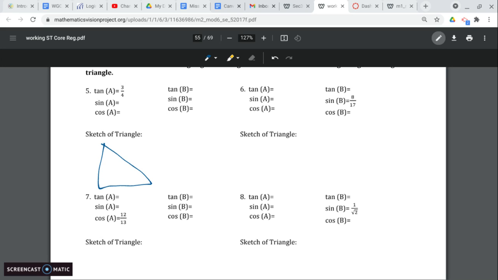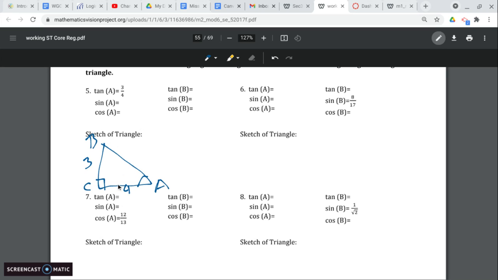Mine's a little rough, but it's okay. We know tangent of A, so I'm going to make this A over here. Tangent of A means opposite over adjacent. So the opposite value is 3. The adjacent value is 4. So we've got our 3 and 4. We've got our right angle, and we know this is going to be B, so this will be C. So we need to find what the hypotenuse is.